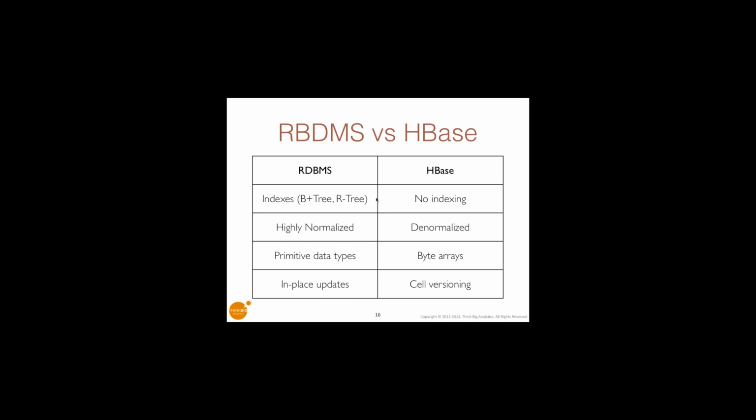Within a relational data model, the relational database, you have in-place updates. That is, I can update a record, and that specific instance of the record is updated. There are no other copies. With HBase, you have cell versioning within a column.